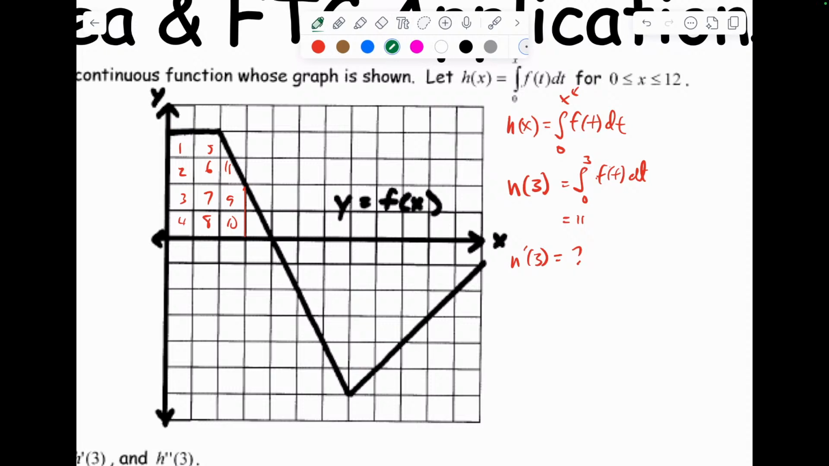So it's this area. Why is H(3) equal to 11? Because it stopped at 3. So this is 1, 2, 3, 4, 5, 6, 7, 8, 9, 10. This is only in half, so it's half of 2, so it's 1. So it's 11. It's a triangle.